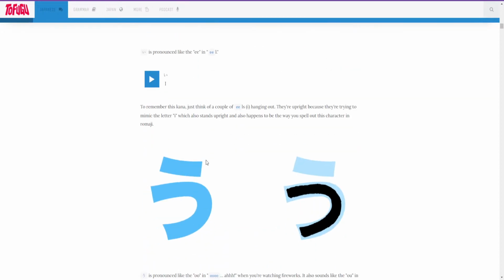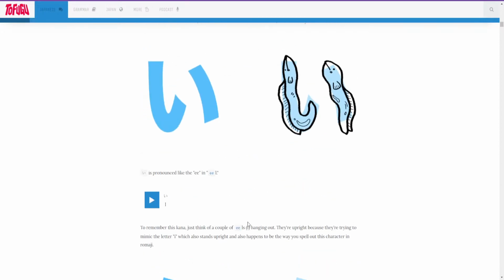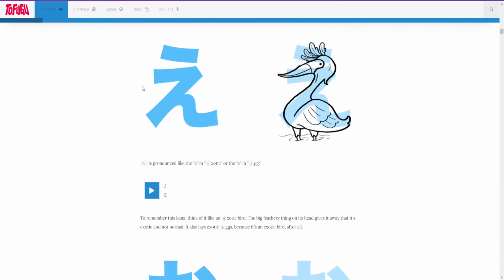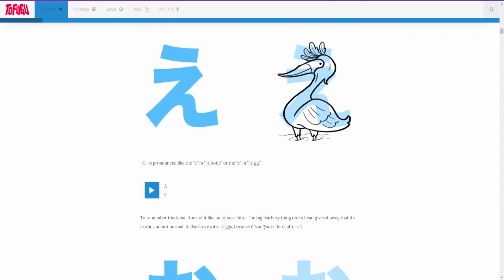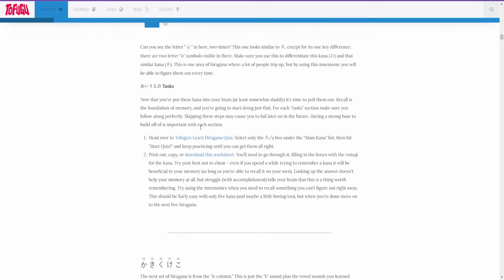E for eel. Next we have u, which is like a U turned sideways. So a, i, u. Fourth we have e, which is pronounced like the E in egg, e. And it looks like a fancy little exotic bird, e. And then the last of the 5 is o, just like you're saying the word oh. And it has 2 little circles. Oh.